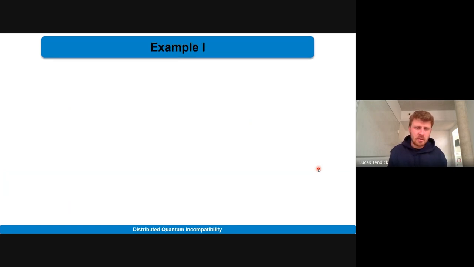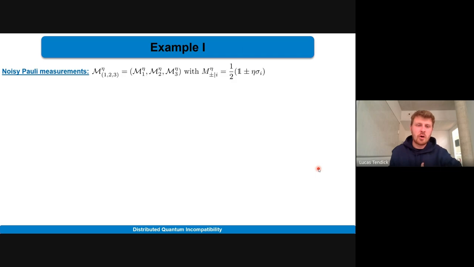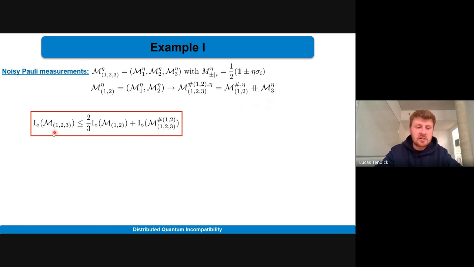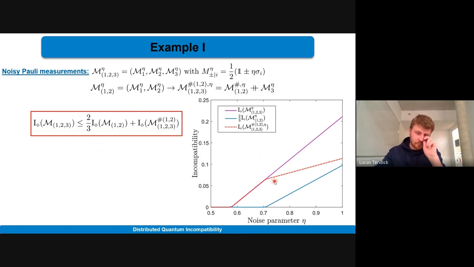So let's come to some examples, which here will again be just noisy Pauli measurements, as you have seen before, where we have some noise parameter eta. We now have 2 measurements, M1 and M2. It does not really matter how we order them, due to the symmetry of the Pauli measurements. Then we also have this measurement with the hash 1, 2, which just means it's the concatenation of the closest jointly measurable assemblage with this parameter eta, plus this third measurement where we don't change anything. Then we can look at this inequality and we get this plot.